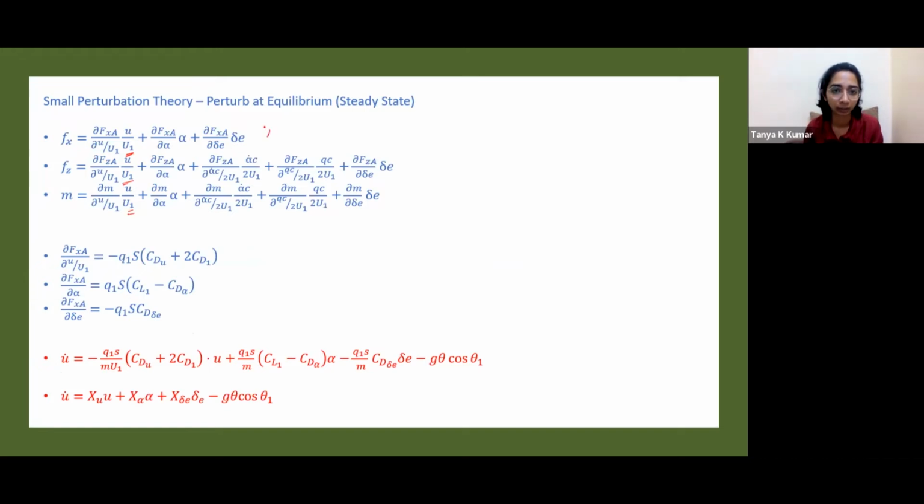Now we take the first equation, and we find each of those derivatives: dou Fx by dou u by u1, dou Fx by dou alpha, dou Fx by dou delta e. Okay, so it's computed as such, where CD1 is the drag coefficient at steady state. CDu, what is CDu? Dou CD by dou u by u1. Now we know how CD varies with Mach number. It's constant up to 0.6 Mach, then it increases till Mach 1, and then beyond Mach 1, that is for the supersonic range, it decreases.